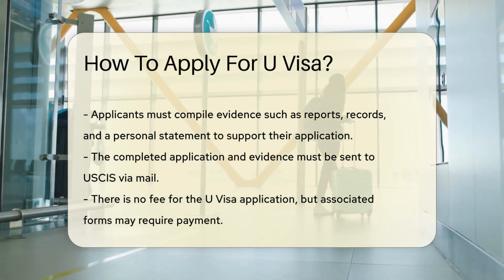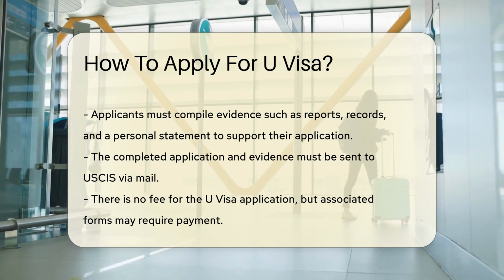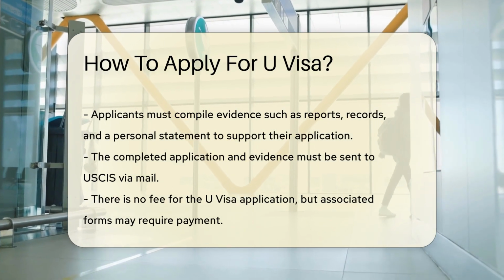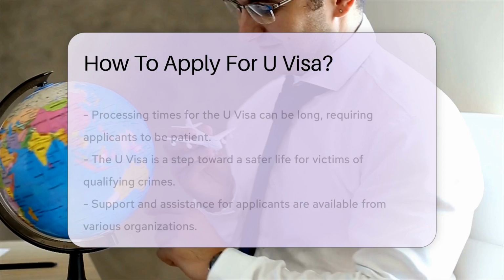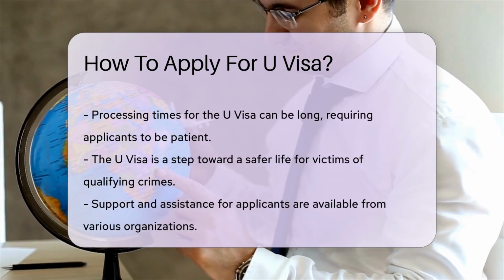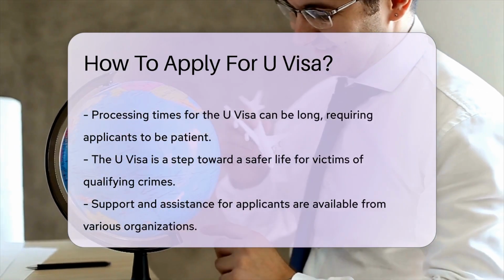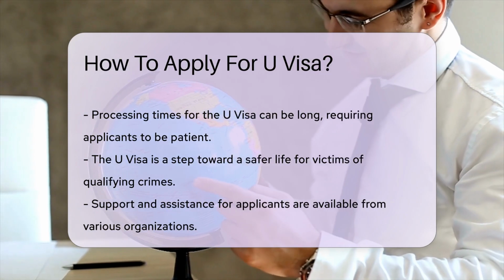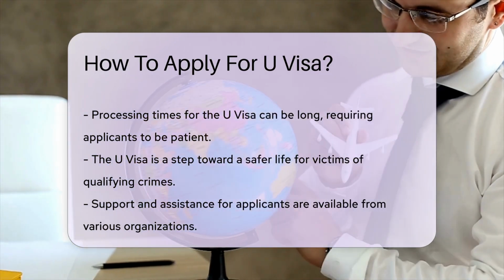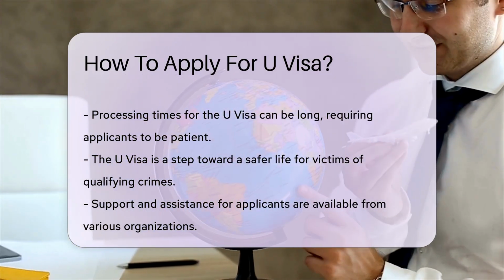Next up, complete Form I-918. Think of it as your personal story, where you share your experience and request the visa. Dot your I's and cross your T's here. Don't forget to compile evidence. This includes reports, records, and a personal statement. It's like gathering your squad of facts to back up your story.